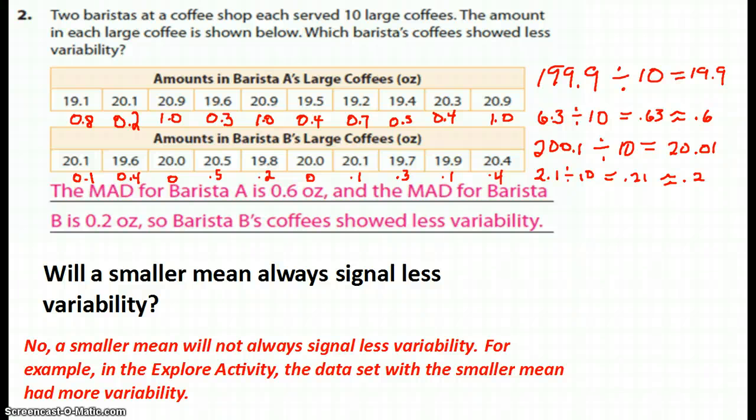All right, so it says two baristas at a coffee shop each served 10 large coffees actually. The amount in each large coffee is shown below. Which barista coffee showed less variability?